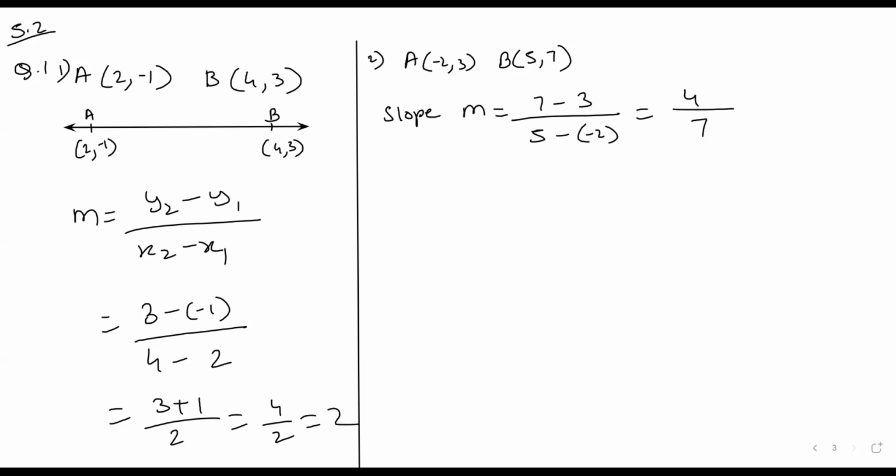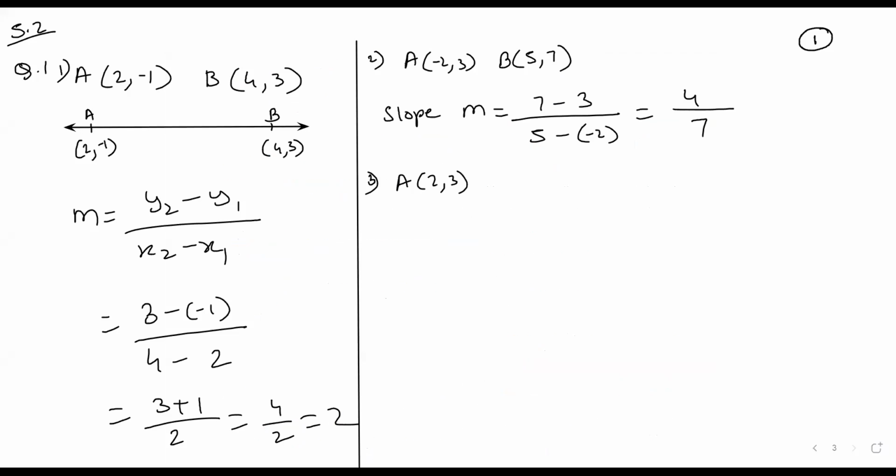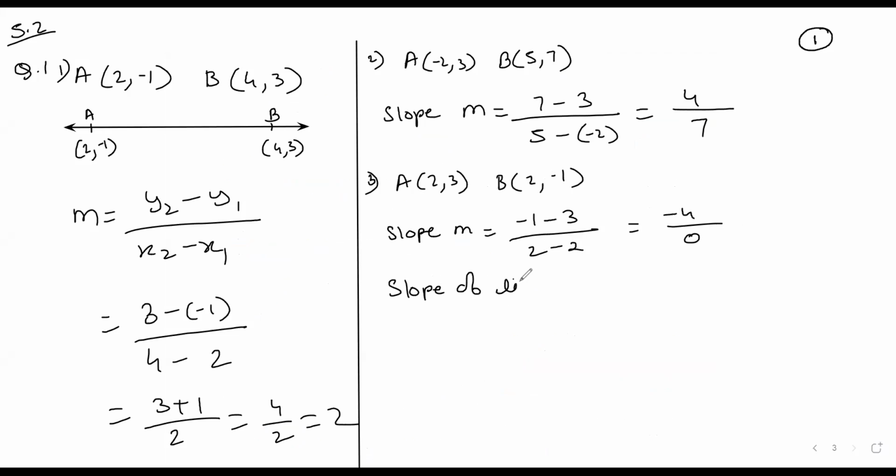And like this, we can find out the slope of other two also. So find out the slope for the other two. That is for you to do. Third one is, if A is (2, 3) and B is (2, -1), then the slope is -1 minus 3 upon 2 minus 2. Now see, this is -4 upon 0. When anything upon 0, it is not defined. So slope of line is not defined.